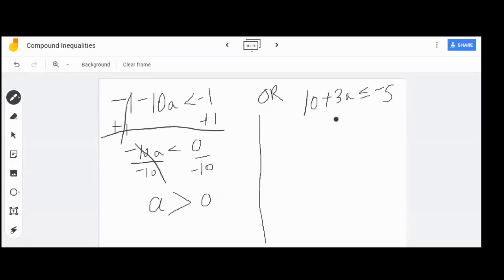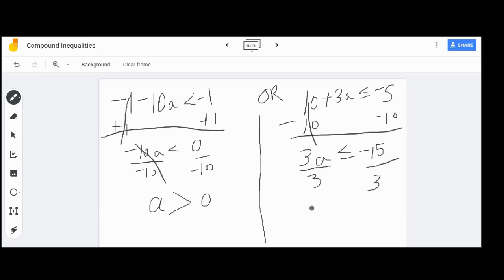Moving on to the other side, still isolating the variable, subtract -10 from both sides. We end up with 3a is less than or equal to -15. Divide both sides by 3. And a is still less than or equal to, we don't need to flip the sign, less than or equal to -15. And remember, this was an OR problem.